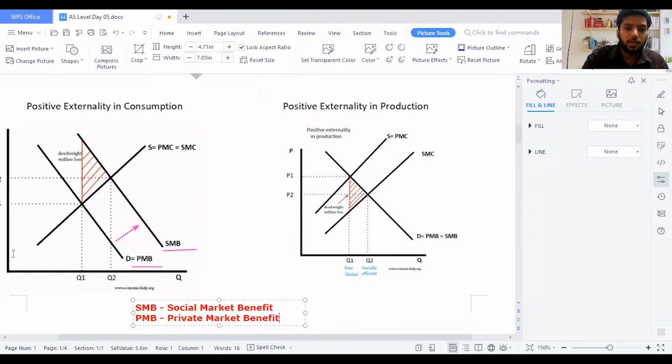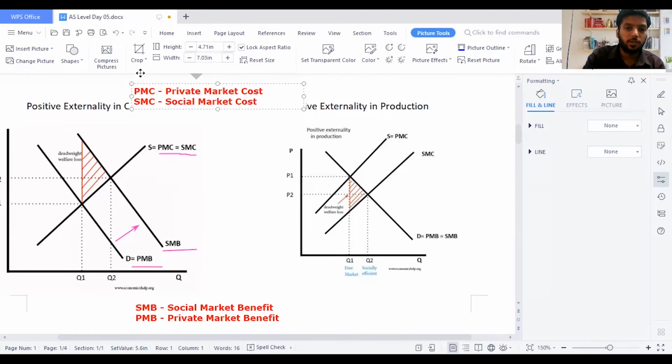But why did I bring a cost curve here? You can see there's one particular thing. There is PMC and SMC, right? So why did I bring this PMC, private market cost, and social market cost? Let me write that also. The meaning: PMC means private market cost. SMC means social market cost.